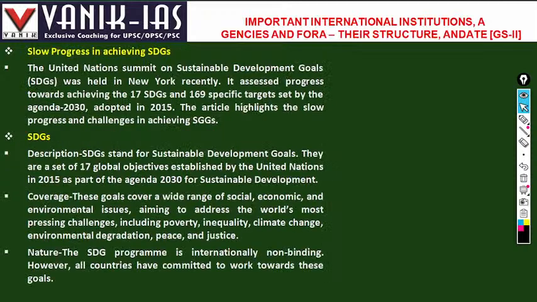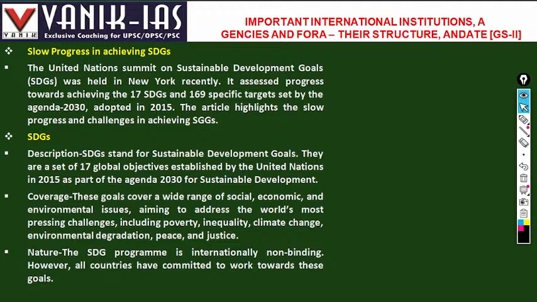Slow progress in achieving the SDG goals. Next topic, SDG, Sustainable Development Goals set by the United Nations. The UN Summit on Sustainable Development Goals was held in New York recently. It assessed progress towards achieving the 17 SDGs and 169 specific targets set by the Agenda 2030, adopted in 2015. The United Nations General Assembly adopted the Sustainable Development Goals with 17 different goals and 169 specific targets to be achieved between 2015 and 2030.